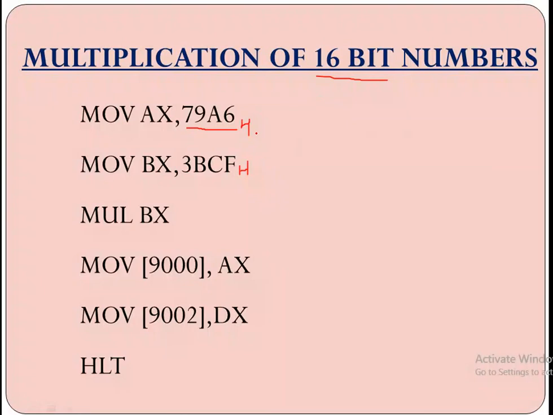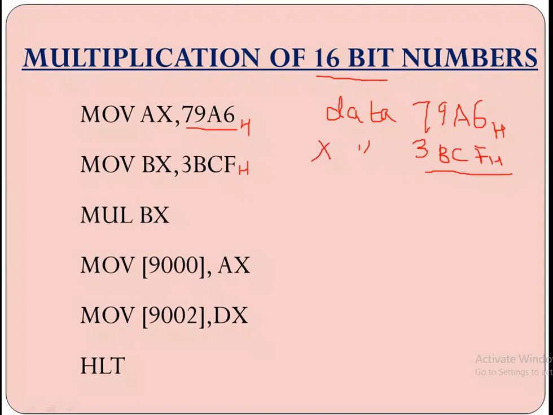The first data I have taken is 79A6. We are taking a hexadecimal number, and each digit is 4-bit, so in total we are using 16-bit. The other data I have taken is 3BCF. This is also a hexadecimal number. You multiply these two.